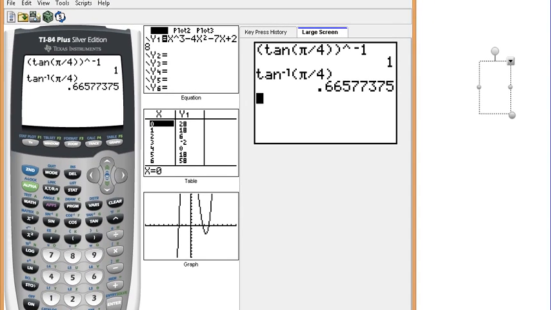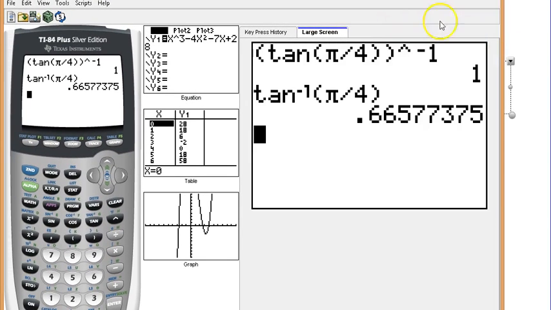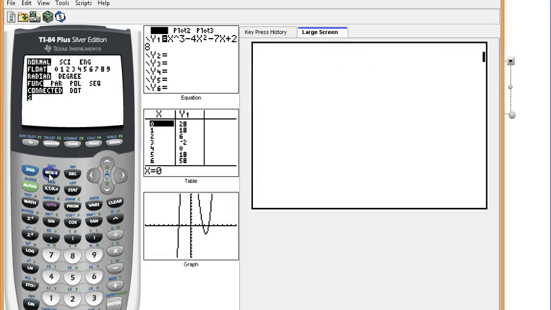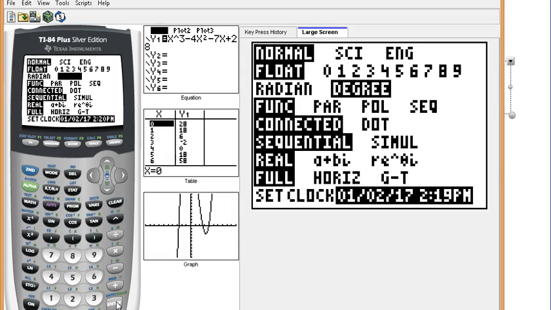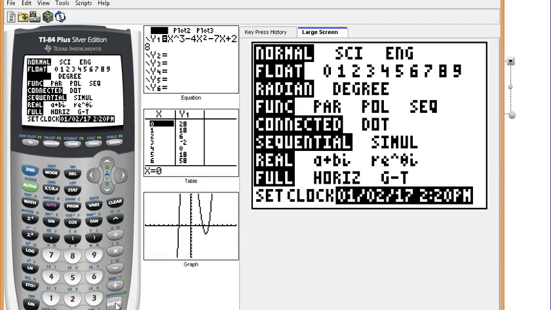Okay. So if you want to check which mode you're in, you simply click mode, and that tells you, if you go down to the third one, right now we're in radians. If you're talking about degrees, you would have to go over here, push enter, and change it so that you're in degree mode. Okay? Just checking to make sure that you're actually in the right mode. Okay? That's the first common mistake.